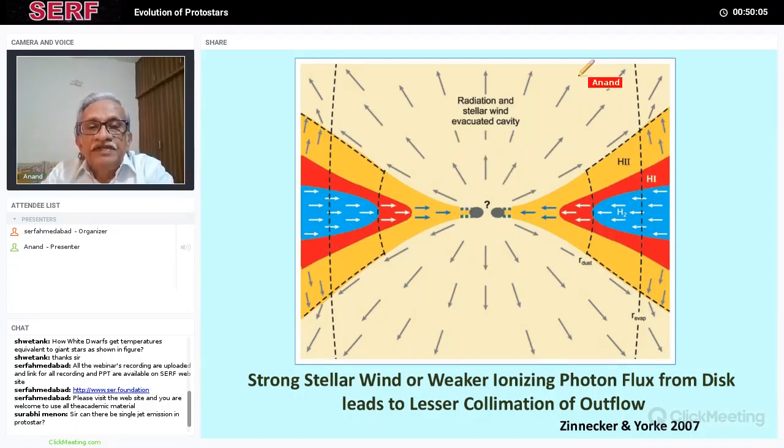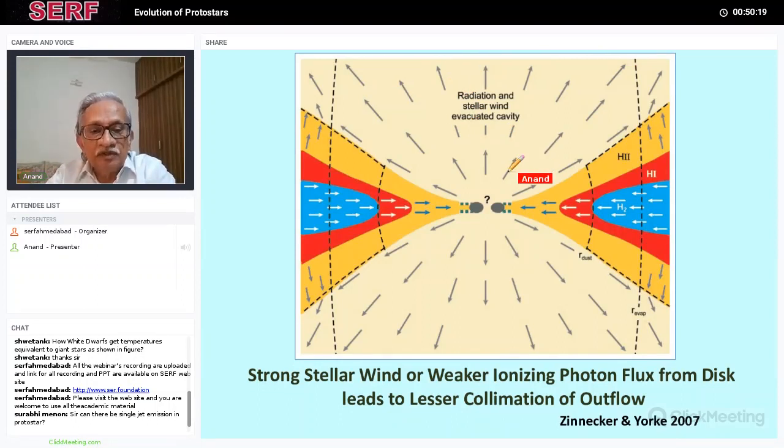Now, this is a cavity here above the disk, which has a wind here. Okay, so slowly the mass is lost through these regions also. That forms the jet here. Now, the collimation of this jet is controlled by how strong the stellar wind is, or how weak the ionizing photon flux from this disk is, because all this matter is ionized by the radiation coming from this disk. So how weak it is and how strong the stellar wind is determines the collimation.